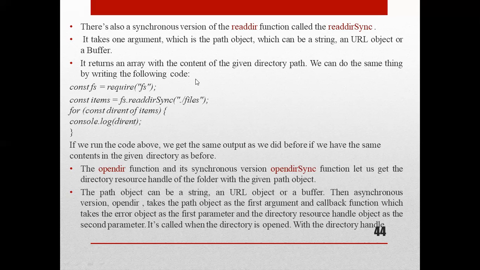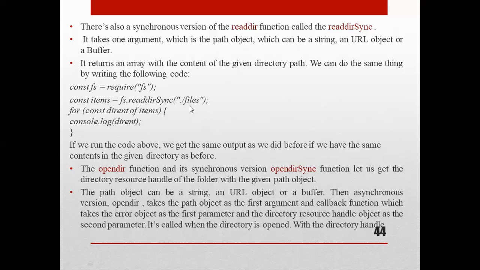So we can do the same thing by writing the following code. You can see the code here where we use the synchronous version of read directory. First we write const fs, the file system object, equals require fs to import the file system. Then const items equals fs.readdirSync, read directory synchronously. In brackets goes the path of the directory, since it has only one argument, the path object.